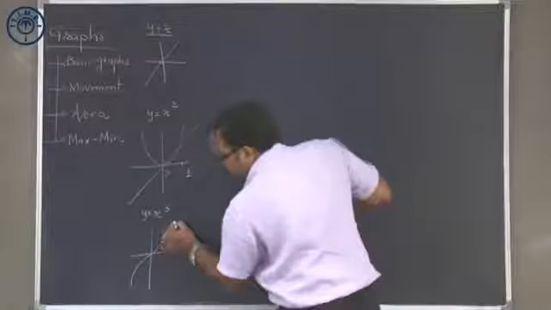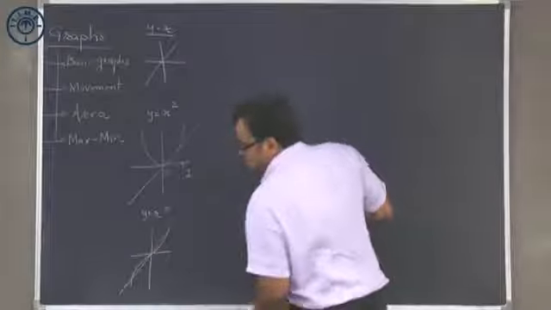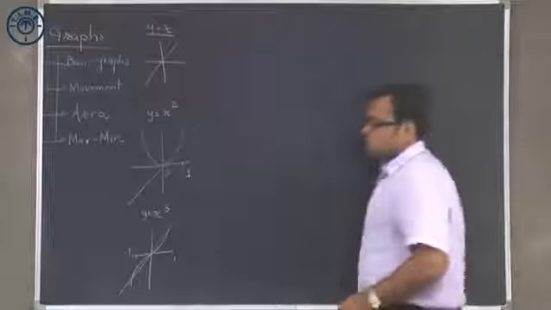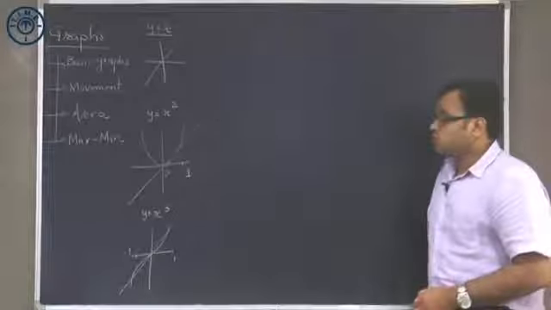Similarly, if I look at y equals x cube, it will be something like this. Once again, this point is 1, this point is minus 1. So this will be the graph of y equals x cube.